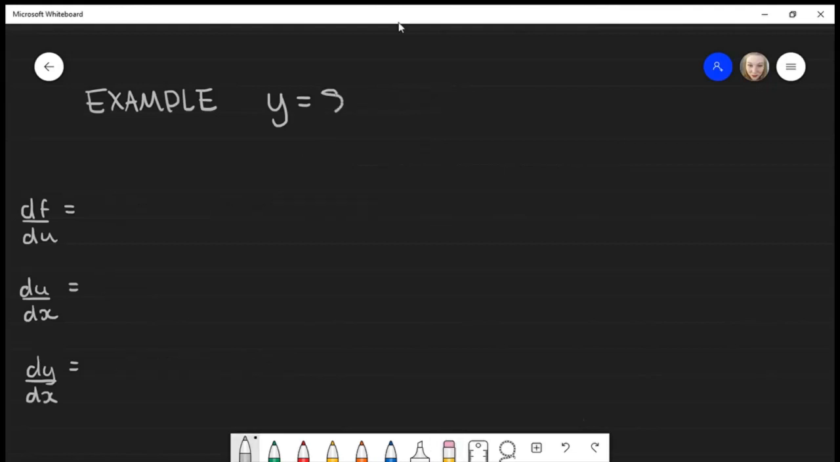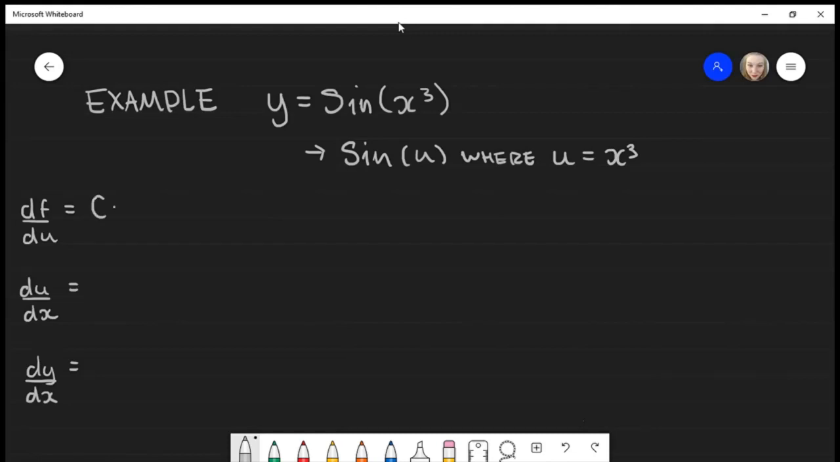We'll do another example. y is sine of x cubed. Like we did before, I'm going to rewrite this as sine u, where u is x cubed. So again, df by du, we need to differentiate sine u. Sine goes to cos, and when we replace the u, we get cos of x cubed.